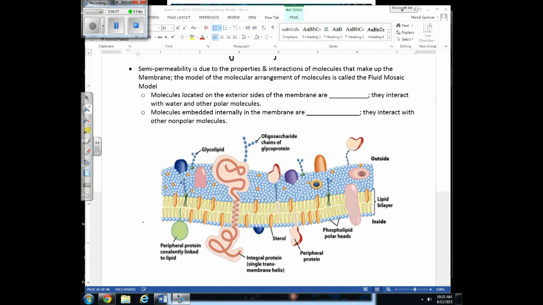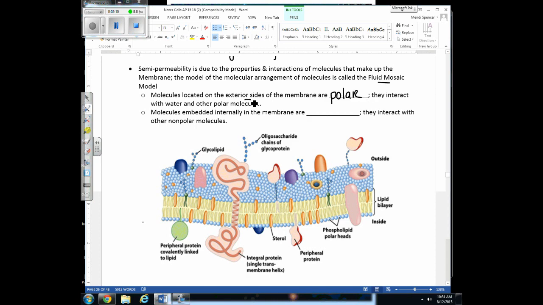Now, we've already mentioned that there are many molecules that come together to form the cell membrane. And these molecules interact due to the nonpolar and the polar regions that they possess. Now, the model of the cell membrane is called the fluid mosaic model. In this model, you're going to see that molecules, or parts of molecules that are polar, are going to be on the exterior sides of the membrane.